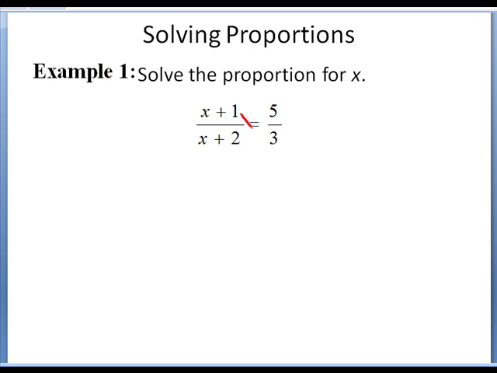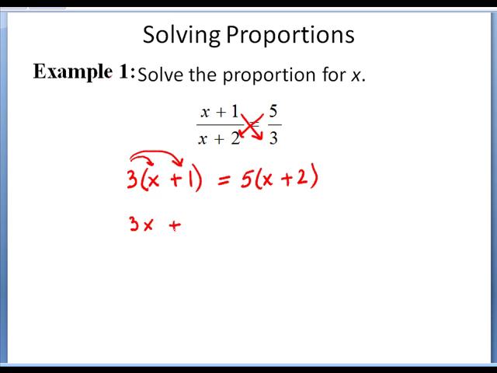So now I'm going to take this times 3, and then 5 times the whole thing down here. So now I have 3 times x plus 1 equal to 5 times x plus 2. Now I'm going to simplify by distributing the 3 in here. So I have 3x plus 3 equal to 5x plus 10.